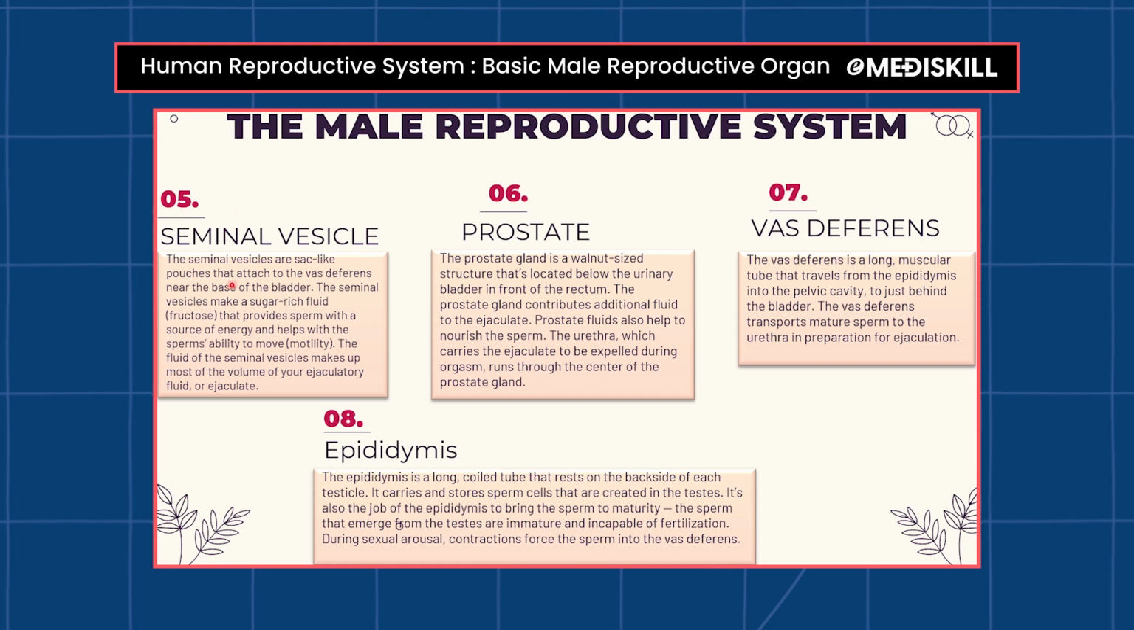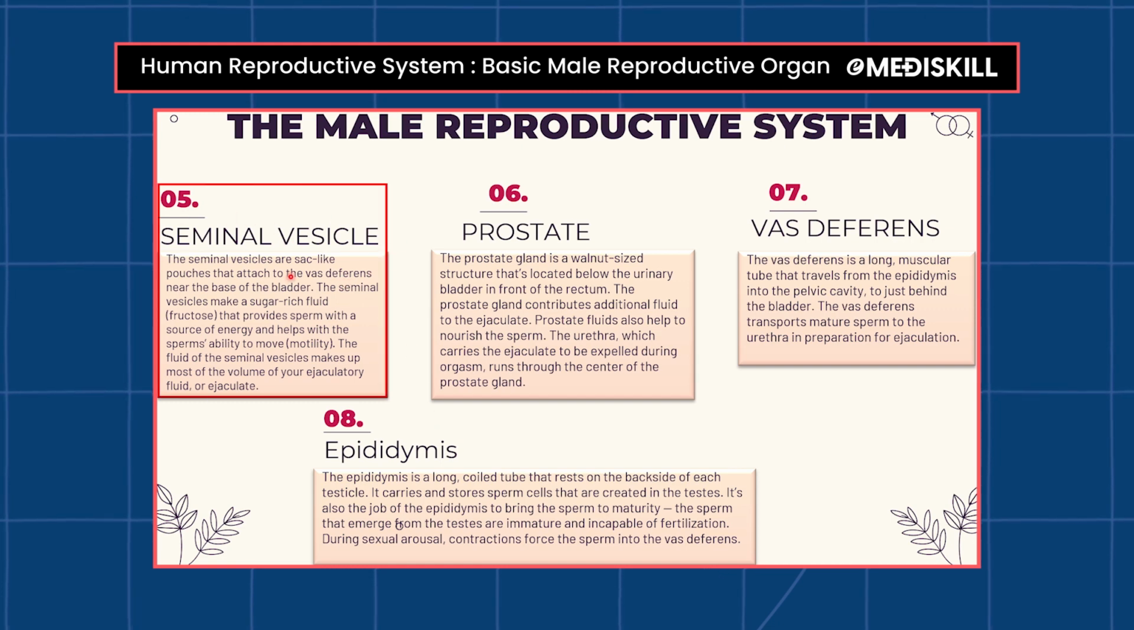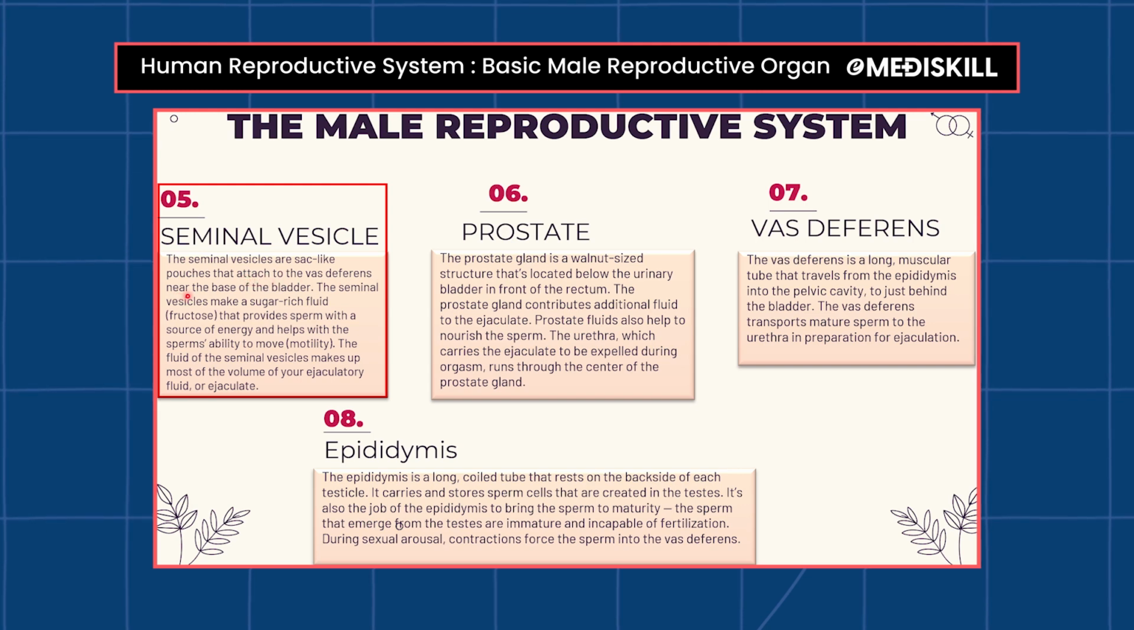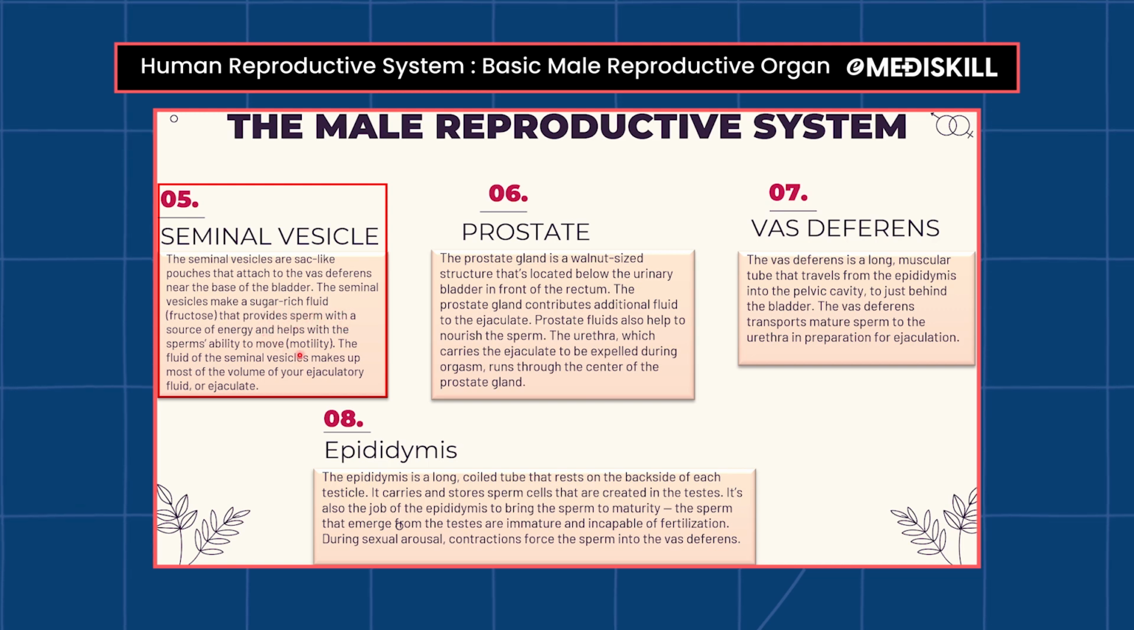So we'll go with the seminal vesicle, as discussed. The seminal vesicles are sac-like pouches that attach to the vas deferens near the base of the bladder. Their basic function is to provide sperm with a source of energy and help with the sperm's motility, the movement of the sperm into the female body parts. The fluid of the seminal vesicles makes up most of the volume of the ejaculatory fluid, or ejaculate.